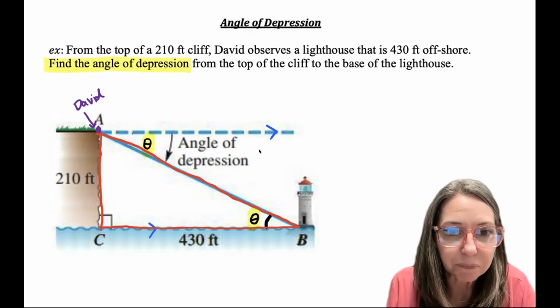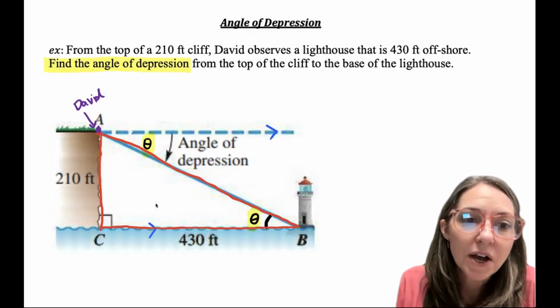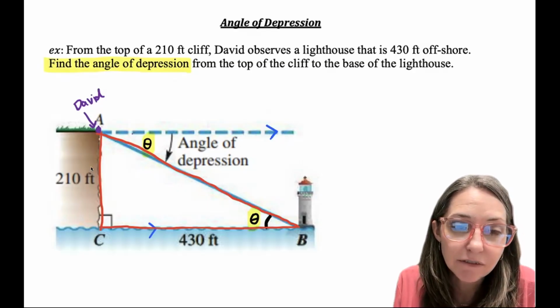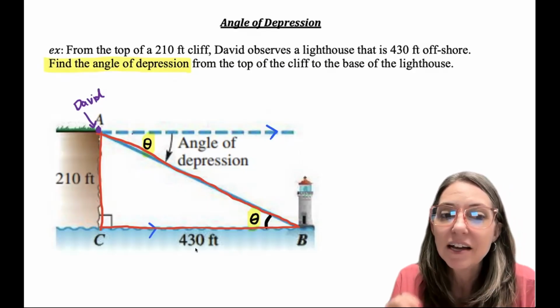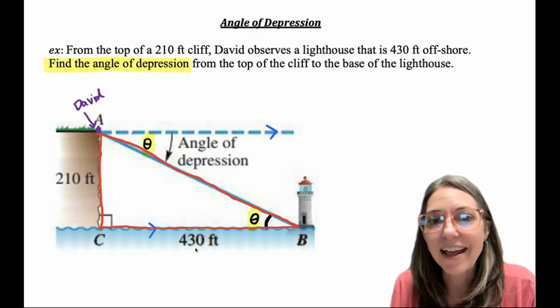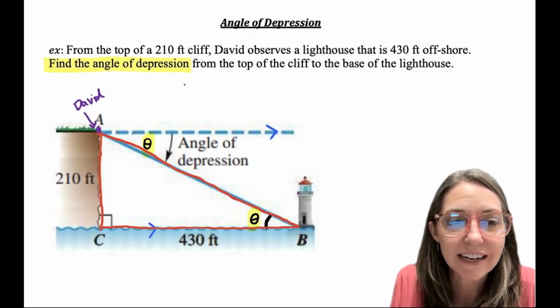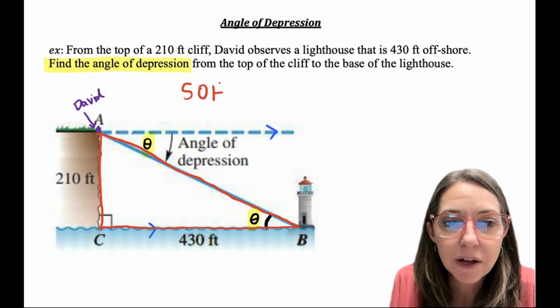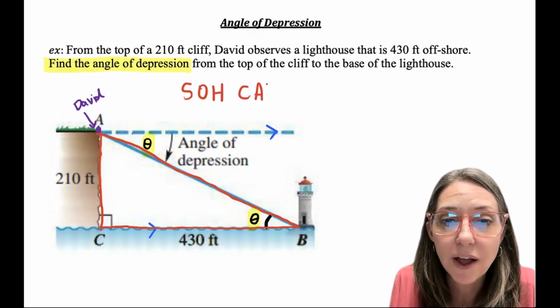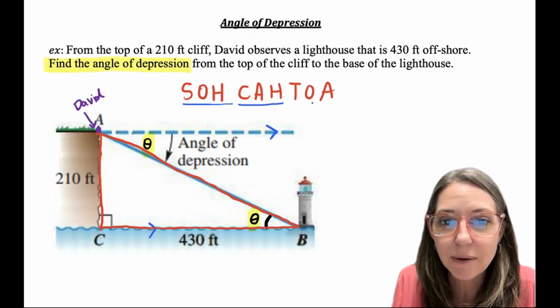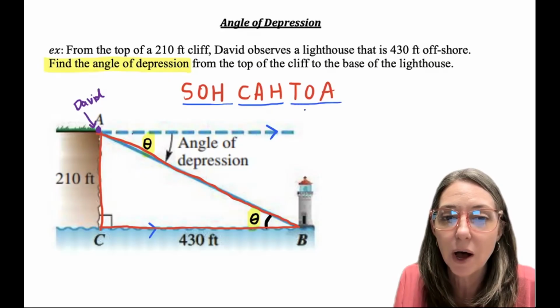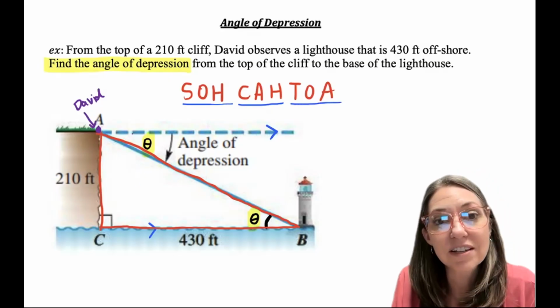Okay, now from here, what do we know? We know that the height of the cliff is 210 feet and the distance from the cliff to the bottom of the lighthouse is 430 feet. And we have a right triangle and we're solving for an angle. So this uses trig. So you might remember basic trig, I hope. We're going to refer to SOHCAHTOA, which means sine equals the opposite side over the hypotenuse. Cosine equals the ratio of the adjacent side to the hypotenuse, and tangent is the ratio of the opposite side to the adjacent side. So first let's label the hypotenuse.